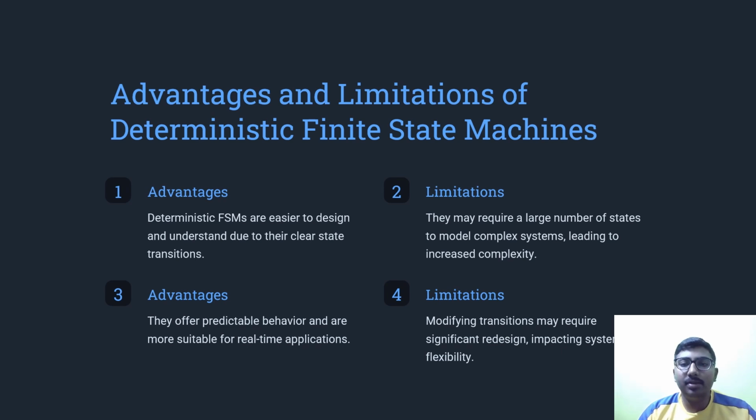The advantages and the limitations of deterministic finite state machine. The advantages are deterministic finite state machines are easier to design and understand due to their clear state transitions, and they offer predictable behavior and are more suitable for real-time applications. Limitations: they may require a large number of states to model complex systems, leading to increased complexity. Modifying the transitions may require a significant redesign, impacting the system flexibility.